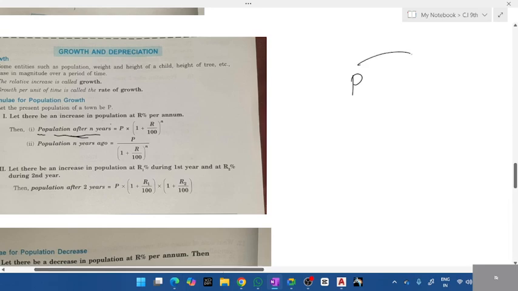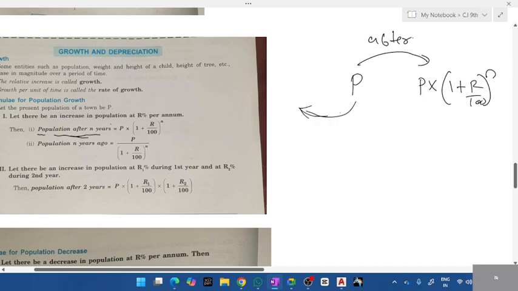Whenever there is growth, after... what's the formula we use for after? You multiply 1 plus or minus. For growth rate, is it plus or minus? It is plus r by 100 to the power n. This is after. What do you mean by before or ago, students?